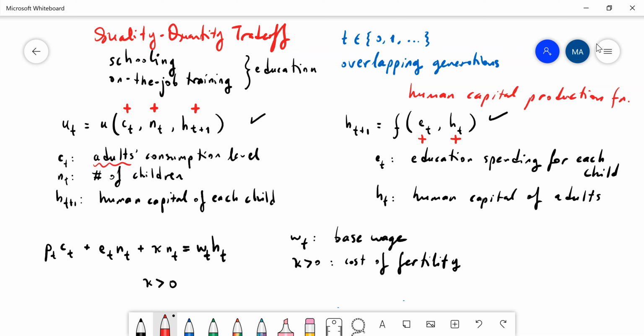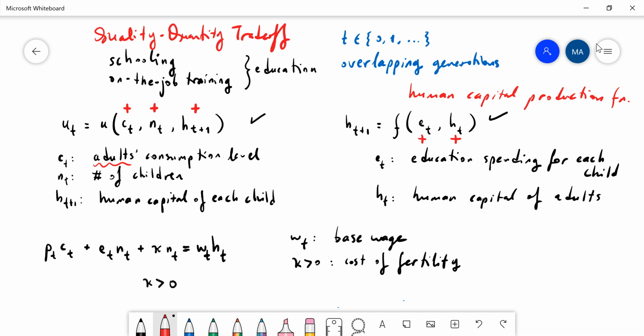And then there is the budget constraint. Now if you solve this model, if I give you an explicit U function and an explicit F function, you can actually solve it as long as there are some concavity restrictions, as you know. This is just a microeconomic view of fertility and education.